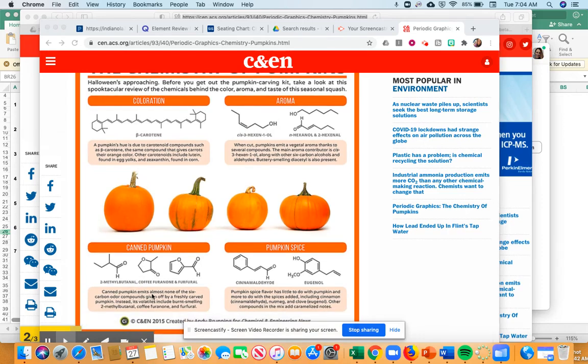The canned pumpkin, okay, so what compounds come from that? You have 2-methylbutanol, coffee furanone, and furfurol. That's fun to say. And then pumpkin spice, which is actually more fake than it is a real thing. You have the cinnamaldehyde and the eugenol. So you're going to pick which one of these molecules you want to do, and then write it down in your Molecule Monday. This is the first one for second quarter.